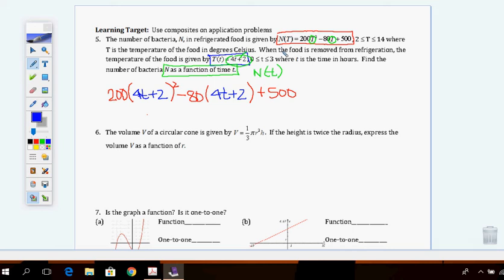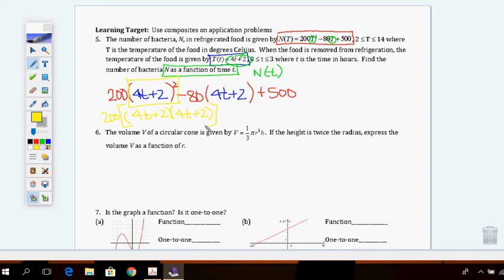So what you now need to do is FOIL everything, and then distribute. So you're going to have minus 320T minus 160 plus 500. Now go ahead and finish the rest, or look at the solution.